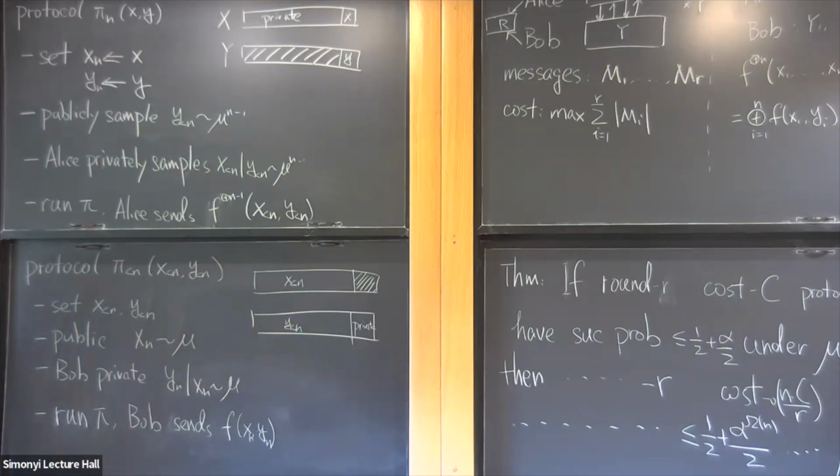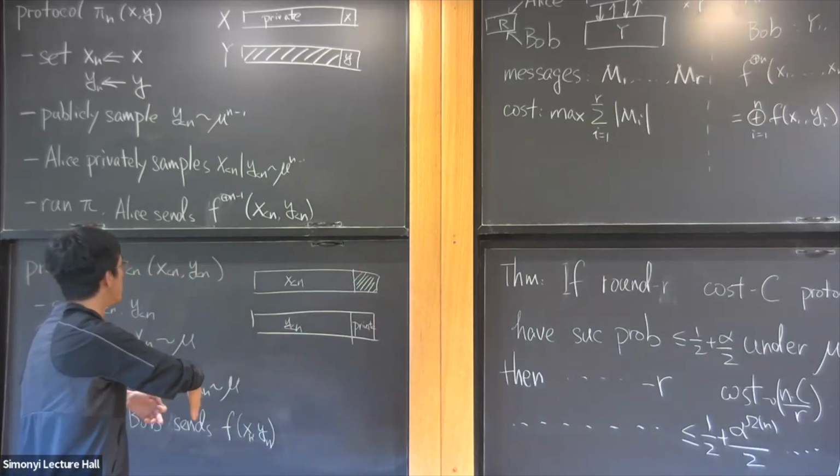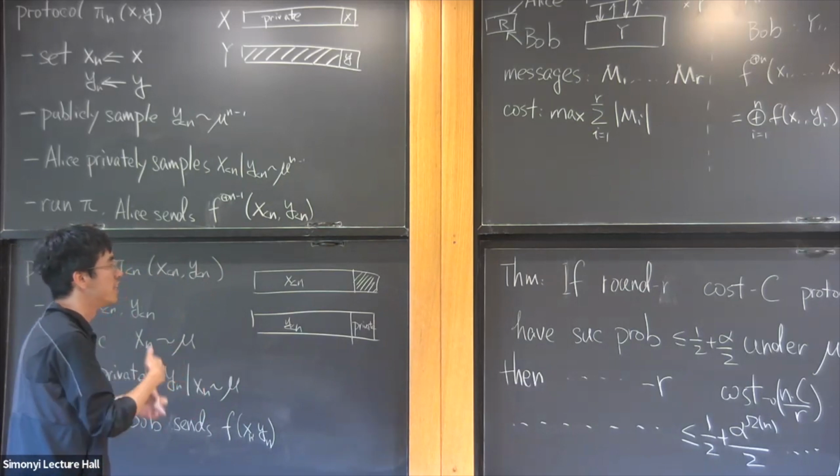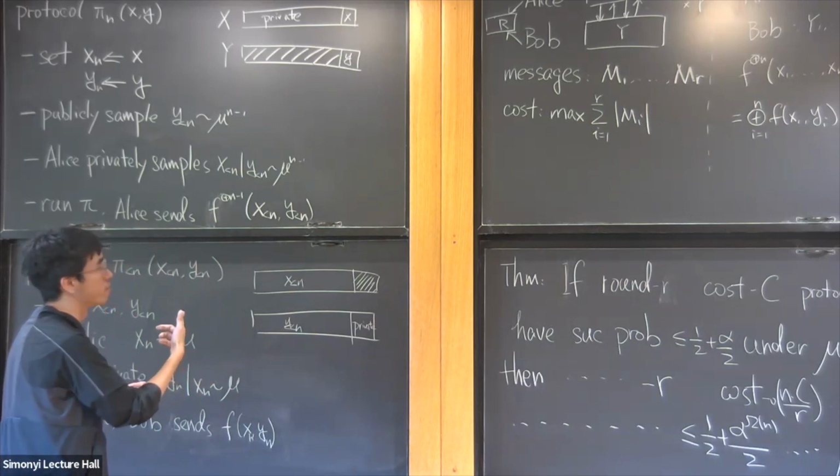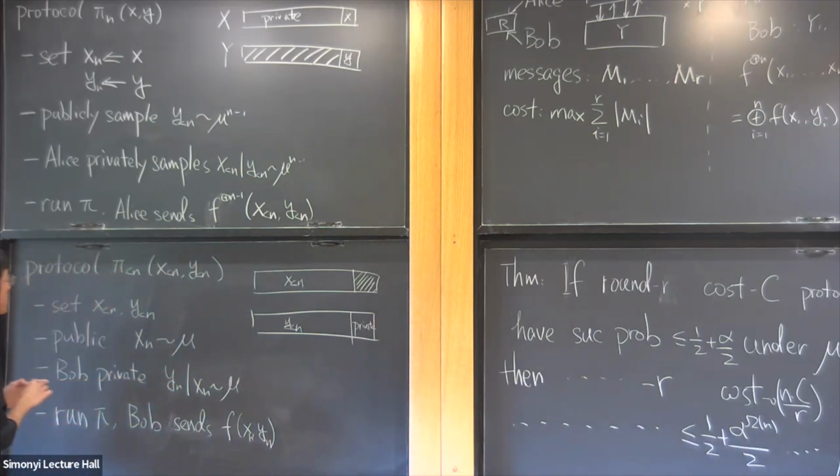Okay, so let me not do the detailed analysis of the information cost of these two protocols. It's almost by definition. You can write down the information cost of these two protocols from the definition and do the calculation that verifies that they actually sum up to the information cost of pi. And just intuitively, why is this true? This is just because, except for the last step where they run pi, there is no communication.